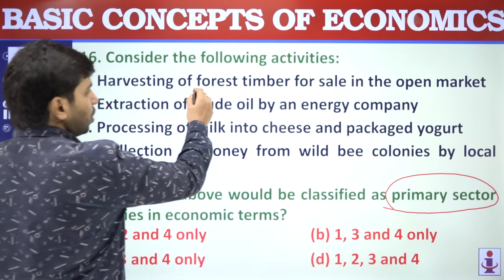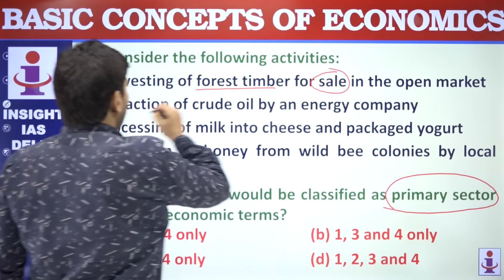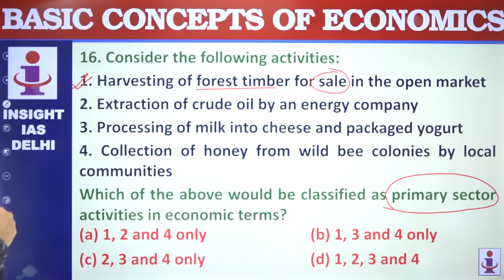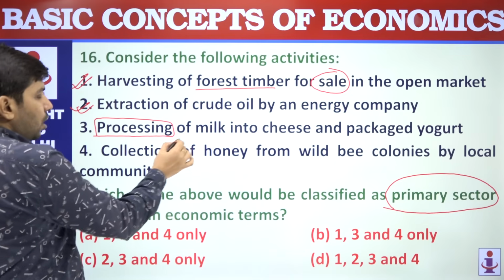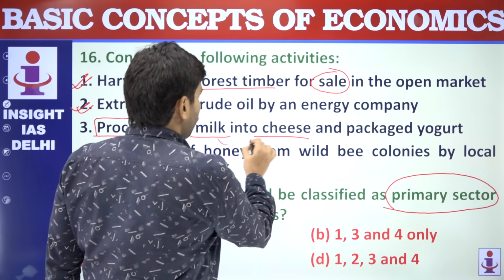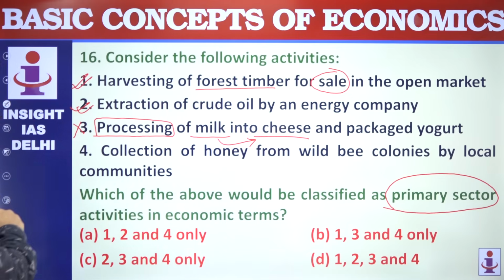Yes, forest timber is a natural resource, we are harvesting it. For sale is the keyword, so it will be counted as a primary sector activity. Extraction of crude oil, yes, this is also a primary sector activity. Processing of milk into cheese, so it is processing. Milk has been converted into cheese, value addition is there to make it a more useful product, so this will come under secondary, not primary. Collection of honey from wild bee colonies by local communities, yes, this is also primary. So 1, 2 and 4, option A is your correct answer.